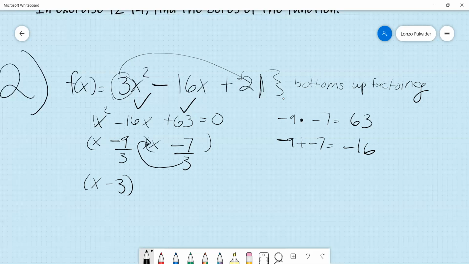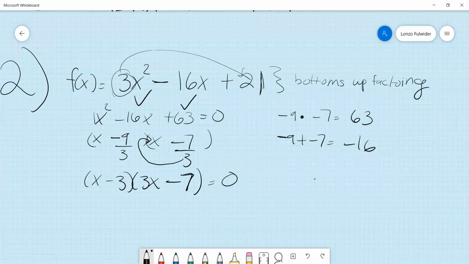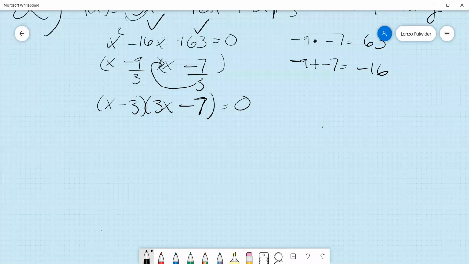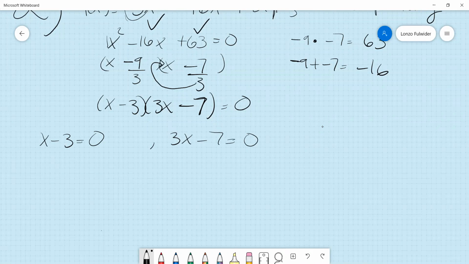So this is going to be 3x, and then ignore the 3, so you're just left with -7 equals 0. And then the last step is, remember, we've got to find the x values. So we've got to solve for x. We have 2 answers. Sometimes people can see it. If you don't, you can break it into 2 parts, into 2 equations. x minus 3 equals 0, and then 3x minus 7 equals 0. And then you solve for x.